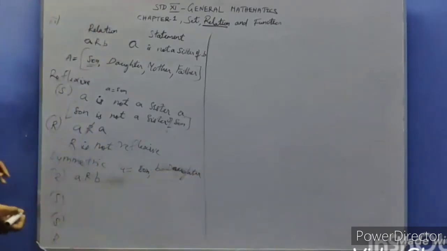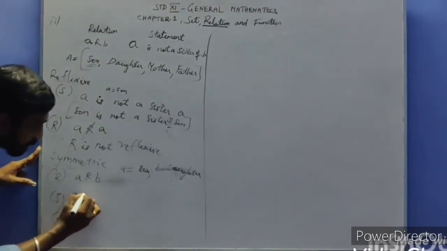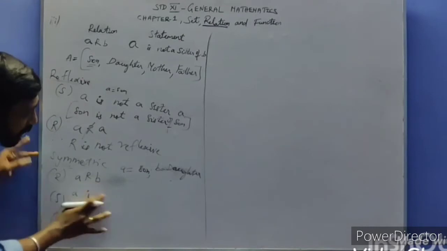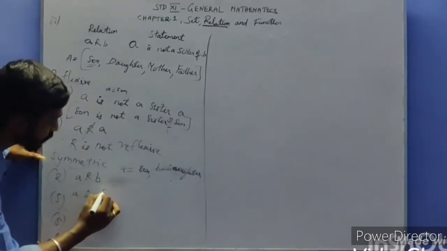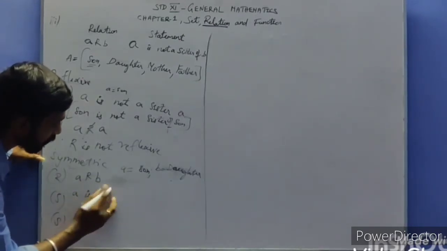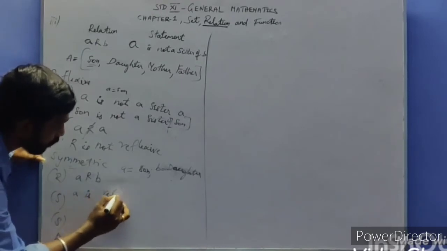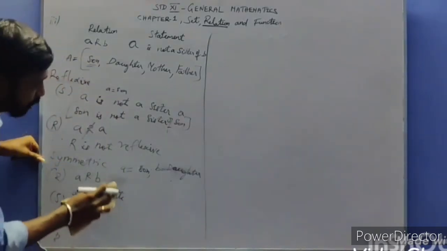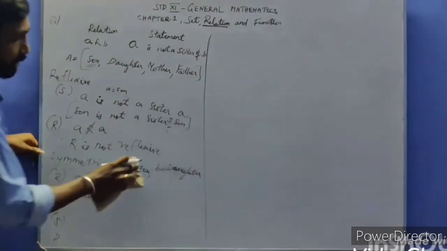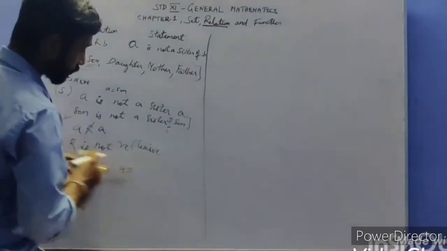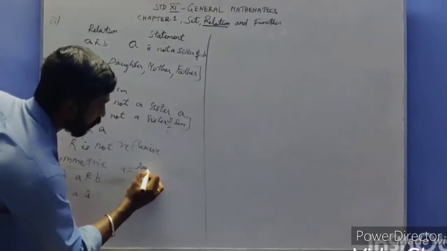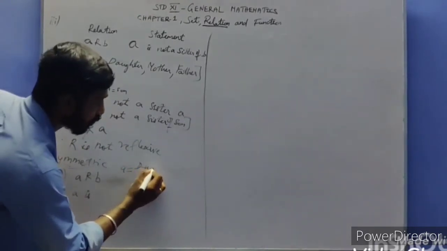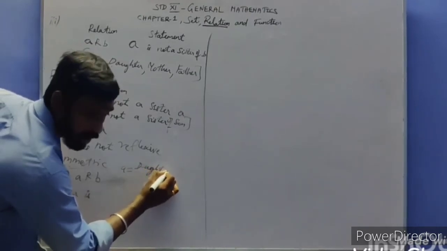So now you write the statement. A is related to B: A is a sister of B. If you are considering A, consider A is equal to daughter.